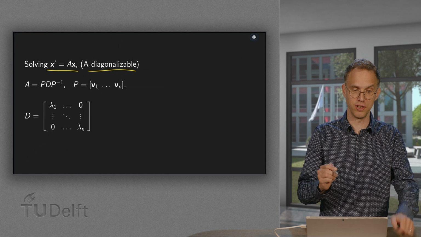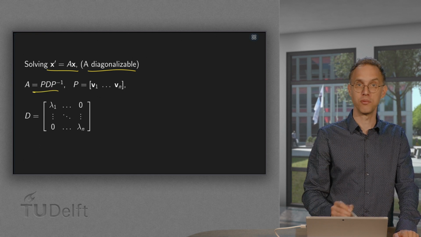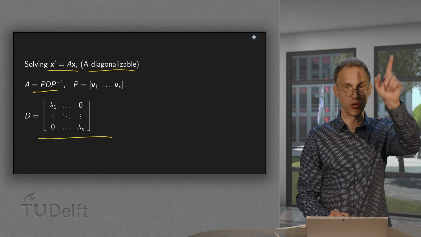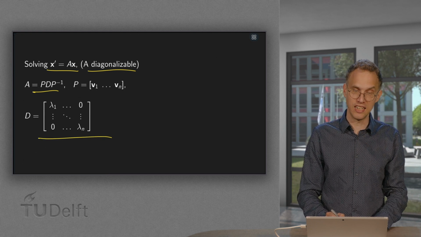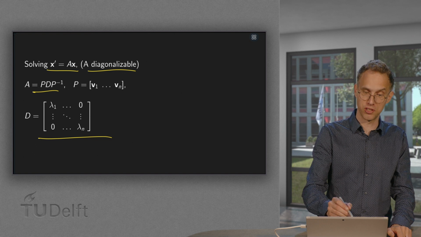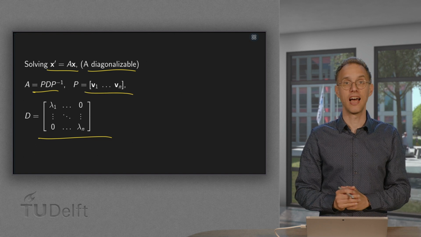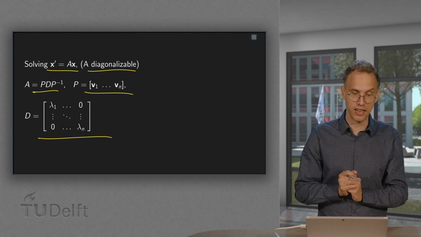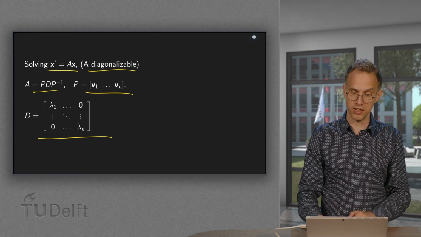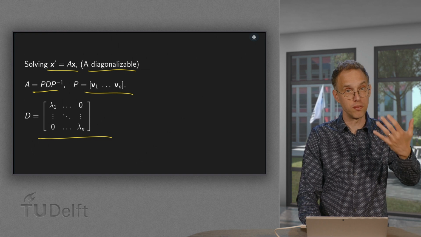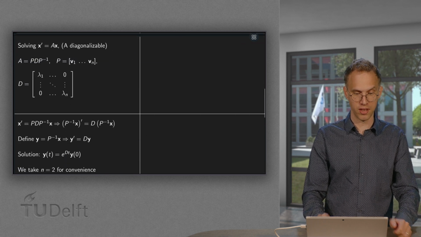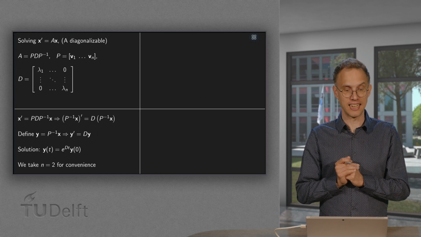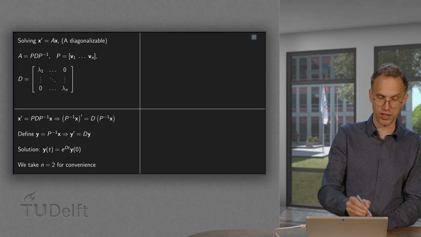So that means that we know a equals p times d times p inverse, where you put the eigenvalues on the diagonal to get d, and where p consists of the accompanying eigenvectors. And those eigenvectors are independent. So p is invertible. That is what it means that a is diagonalizable. So how do we solve our problem x prime equals ax in this case? Well, we use the following trick.